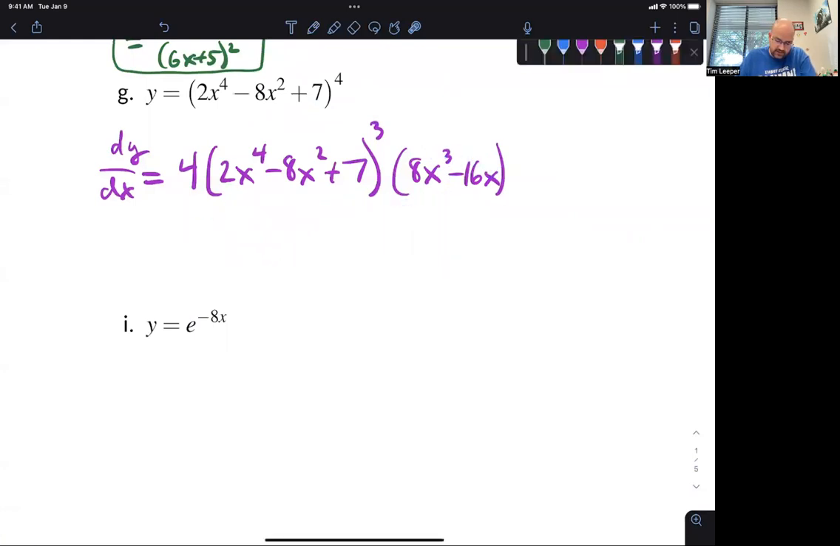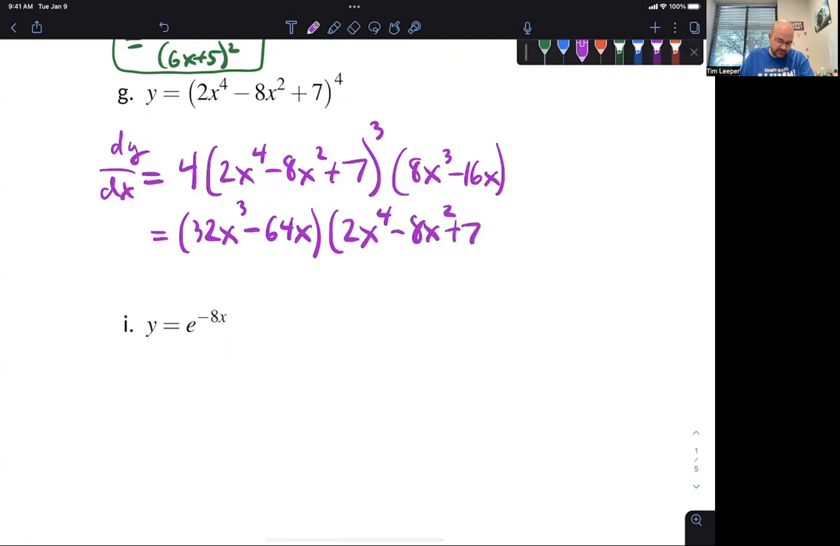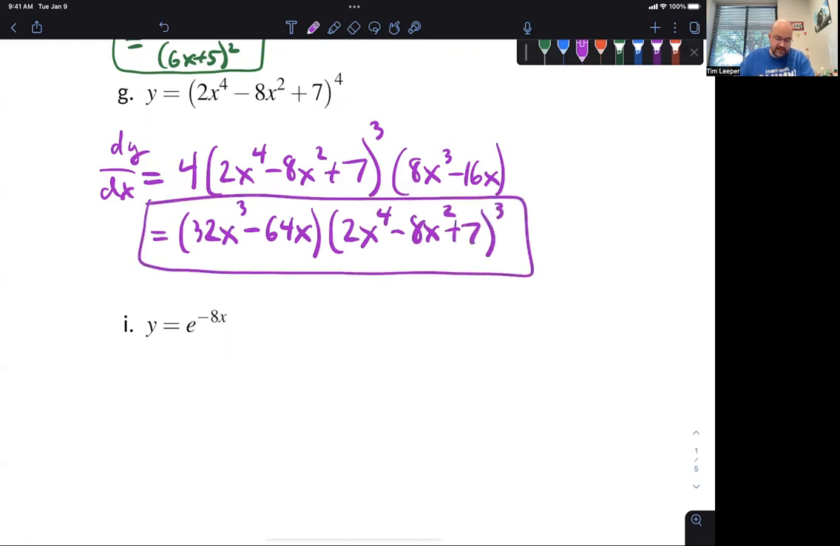And so whenever I do that, this is going to give me parentheses 32x cubed minus 64x, close parentheses, and then a new parentheses, 2x to the fourth minus 8x squared plus 7 cubed. And there we go. That is the derivative. Outstanding.